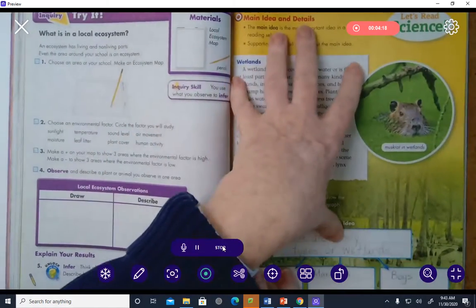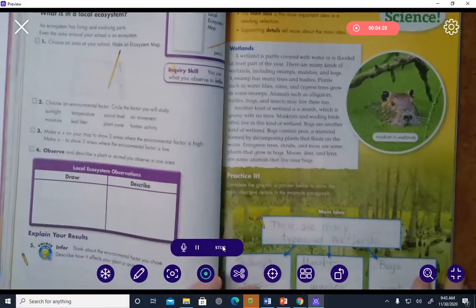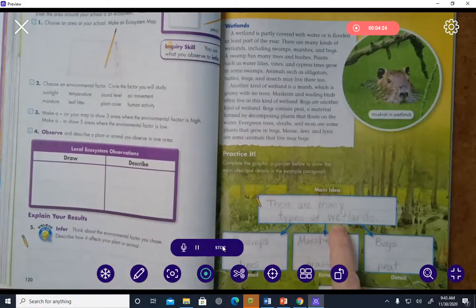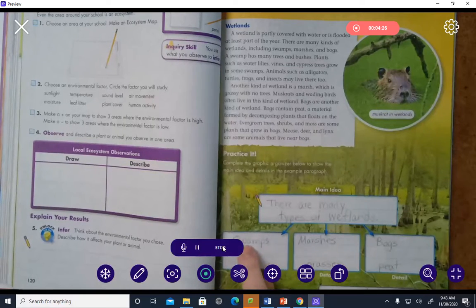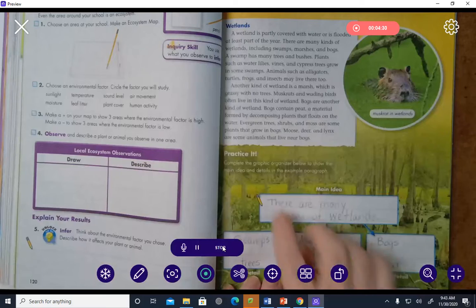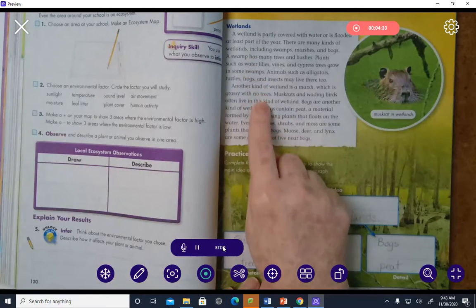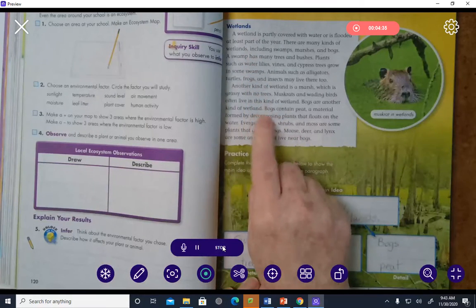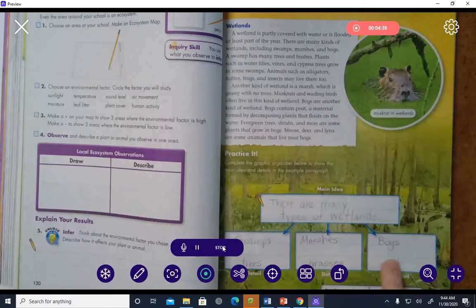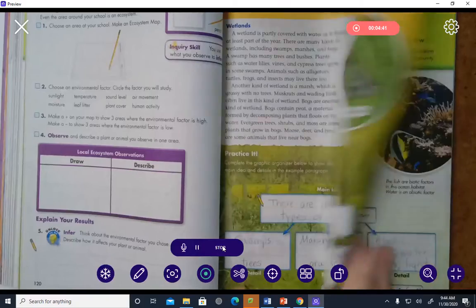If you're going to read this page about main ideas of wetlands, it was just that there were many types of wetlands, and 3 details were there were swamps, marshes, and bogs. And then I added, because it seemed like they talked about not only lots of animals, but the kind of plant life that grew, marshes and grasses, and bogs and peat.